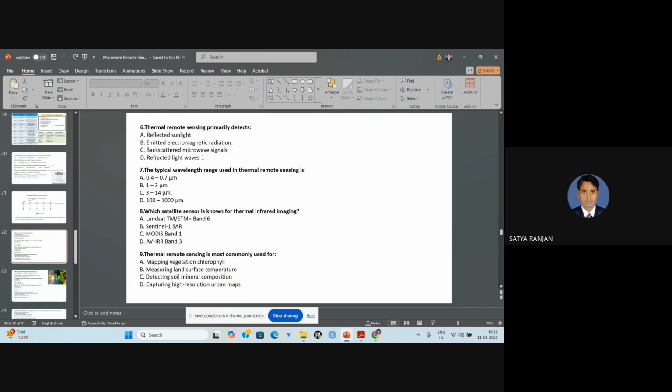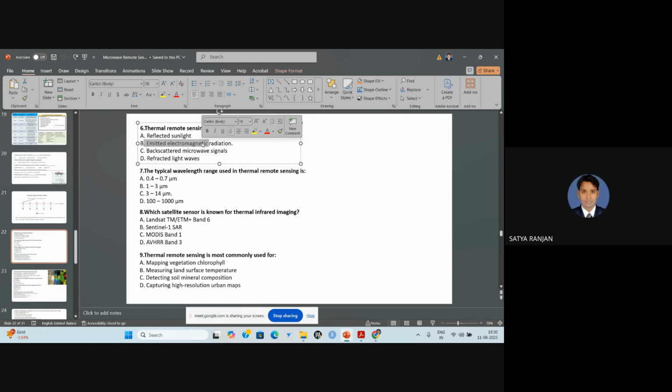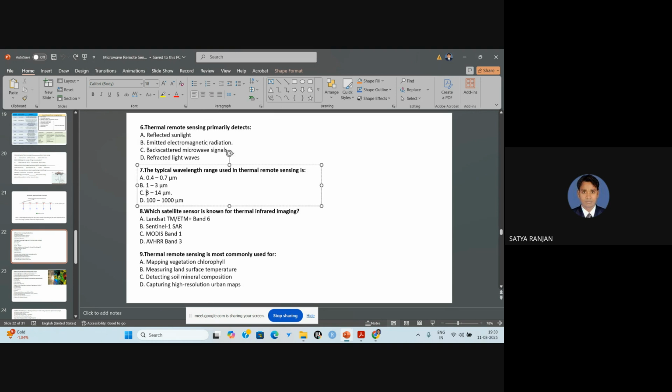Then thermal remote sensing primarily detects reflected sunlight, emitted electromagnetic radiations, backscatter microwave signals, or reflected light waves? Generally, thermal remote sensing detects emitted electromagnetic radiations. So it is not reflected, only emitted. These emitted informations are gathered in the form of thermal information. The typical wavelength range used in thermal remote sensing is 3 to 14 micrometer.